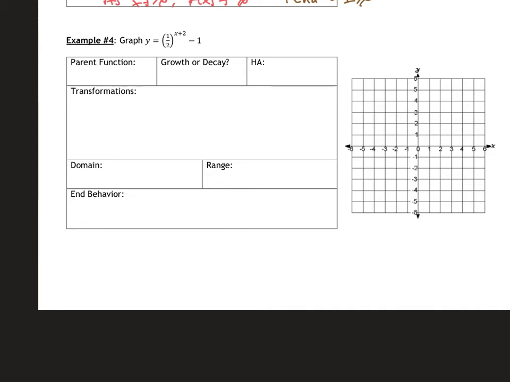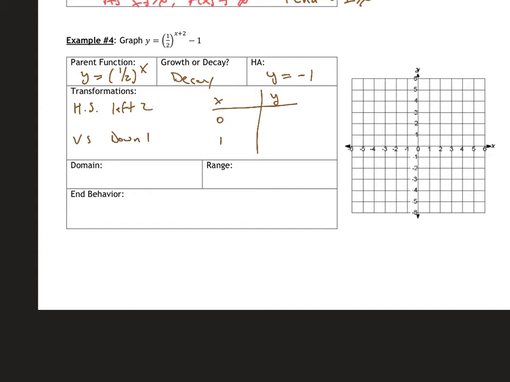So here, my parent function is going to be y equals 1/2 to the x power. 1/2 is between 0 and 1, so that's a decay. Horizontal asymptote is going to be down 1, so y equals -1. So your two things here, you got a horizontal shift, we're going to go left 2. We got a vertical shift, we're going down 1. So my basic x and y, I got 0 and 1 for my x's, so if I plug them in, 1/2 to the 0 power, anything to the 0 power is 1. 1/2 to the first power is 1/2.